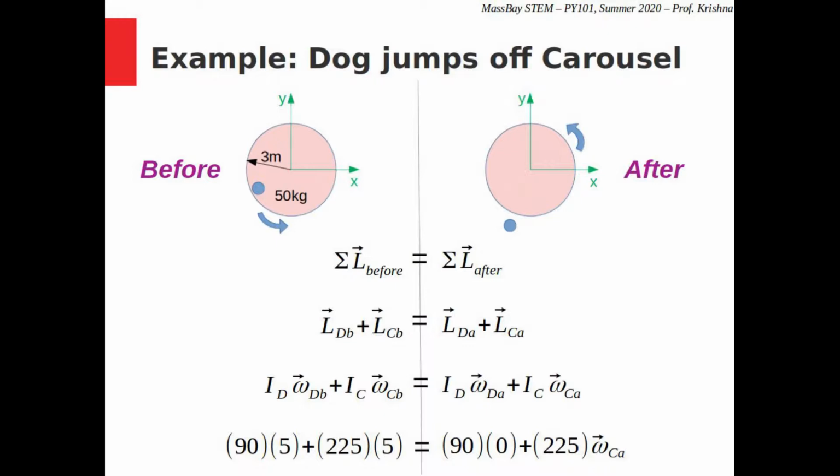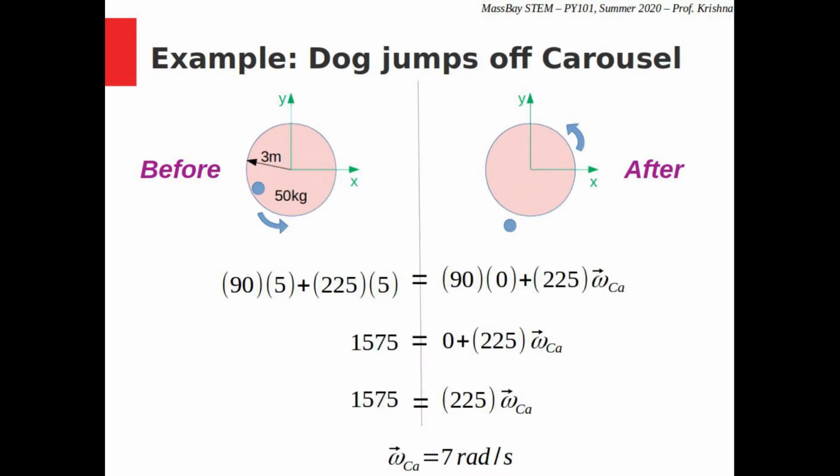The rotational inertia of the dog is the same as it was in the earlier puzzle, 90 kilogram meters squared. In fact, it would stay the same as long as the dog stays 3 meters from the center. Since the dog ends up at rest, its final angular velocity is 0. We can plug in all the known information, and then we can solve for the final angular velocity of the carousel. It is 7 radians per second. It's positive, which means the carousel continues rotating counterclockwise.